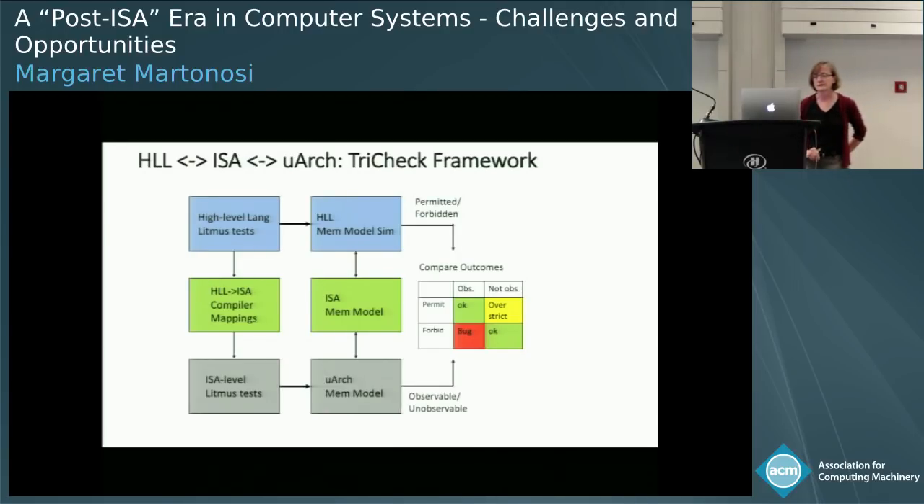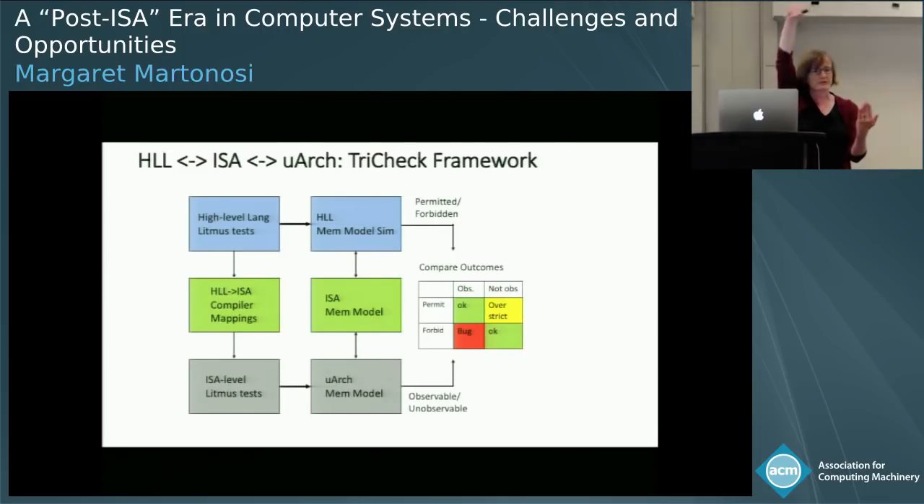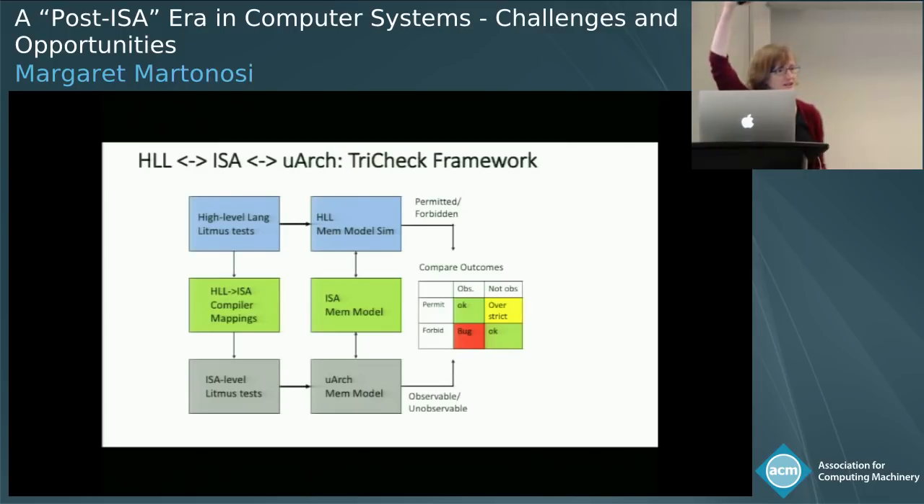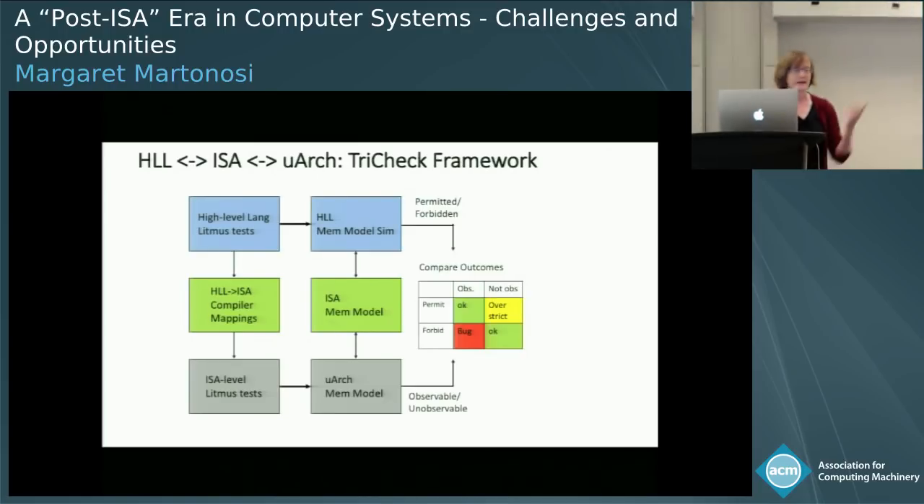on the left. And the key outcome of all of this is what's shown in that two-dimensional, four-celled table. So we have the low-level hardware saying whether something's observable or not, and we have the high-level spec saying whether something is permitted or forbidden. If the high-level spec says it's permitted, and the low-level verifier says it's observable, we're okay with that. That's the upper left green box.